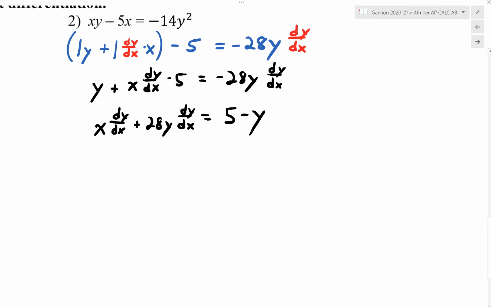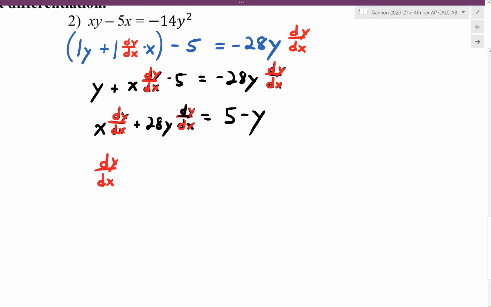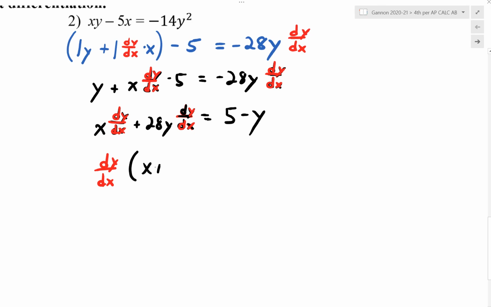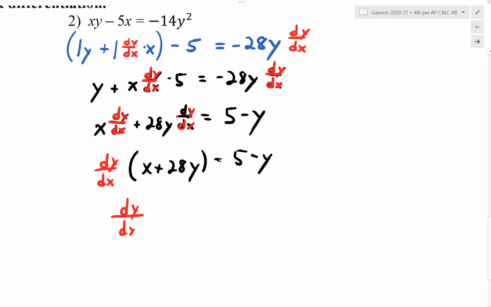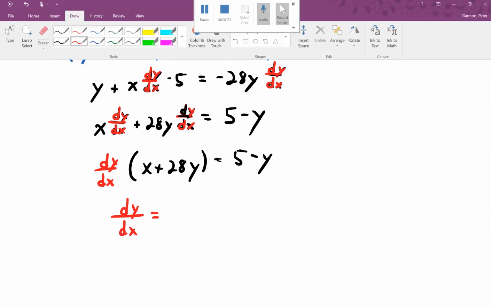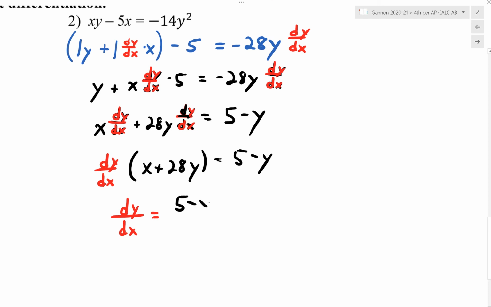The next step was to factor out the dy dx. I probably should have kept that color coded. We're going to factor out the dy dx from the left side, and it's just like taking out a greatest common factor. So we get dy dx times x plus 28y equals 5 minus y. Then all we're going to do is divide both sides by x plus 28y. So dy dx is 5 minus y over x plus 28y.